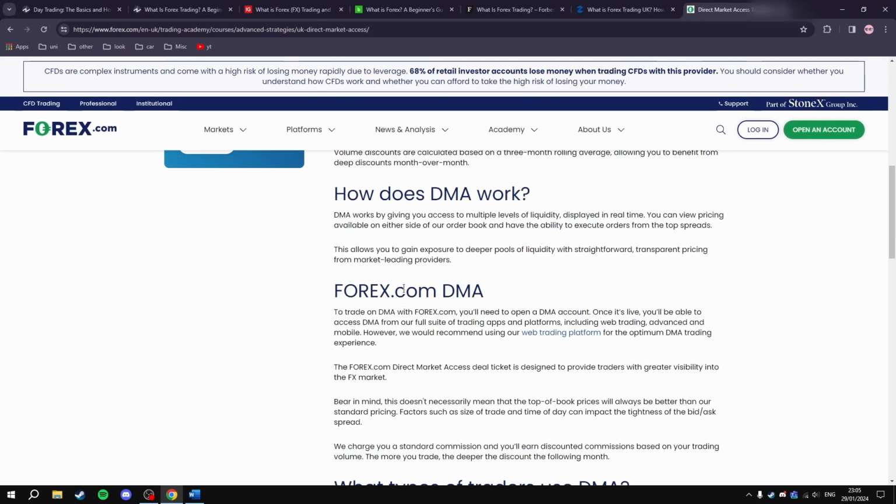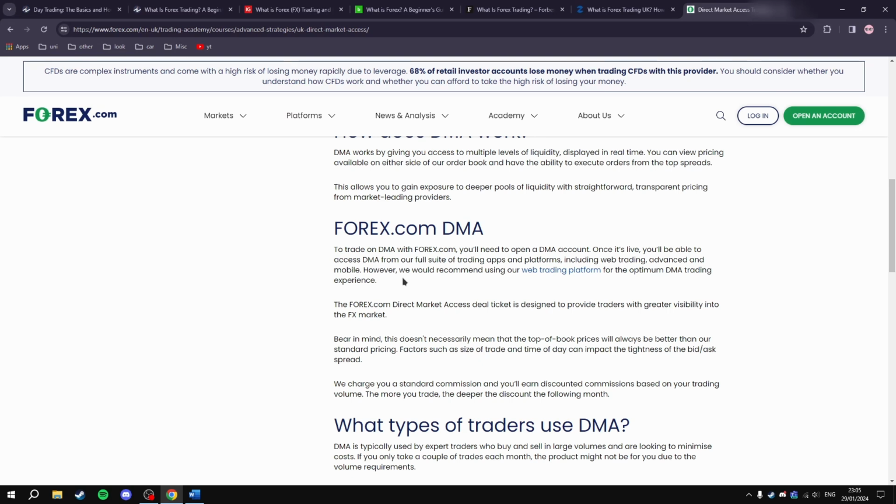Forex.com Direct Market Access. To trade on direct market access with Forex.com, you'll need to open a direct market access account. Once it's live, you'll be able to access direct market access from our full suite of trading apps and platforms, including web trading, advanced and mobile. However, we recommend using our web trading platform for the optimum DMA trading experience.